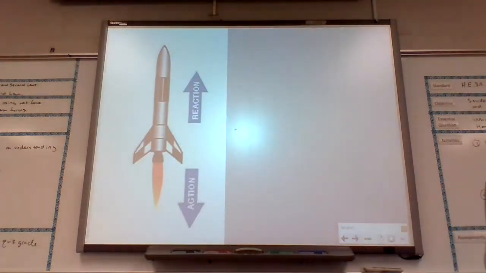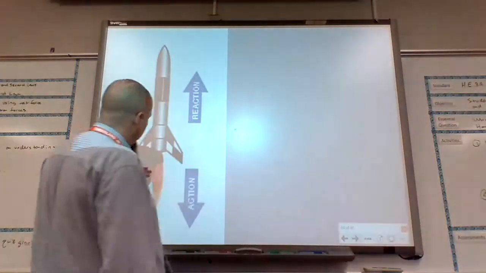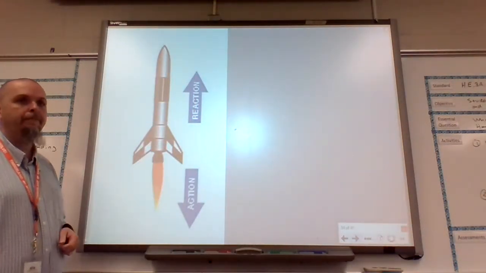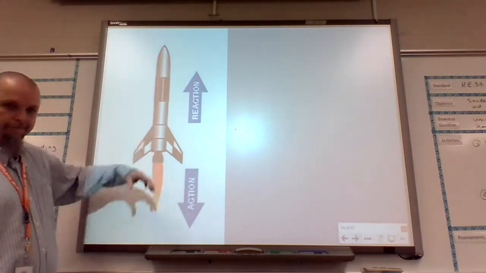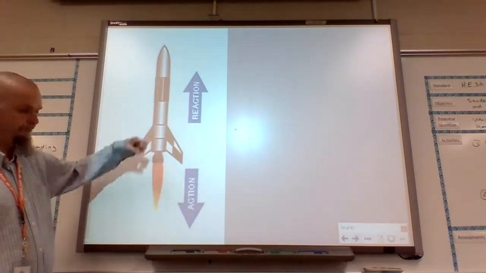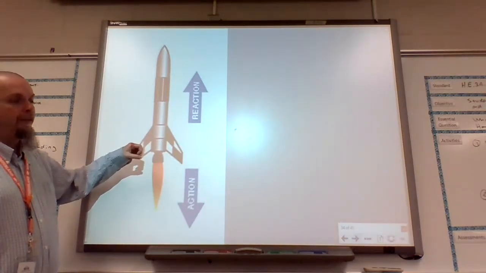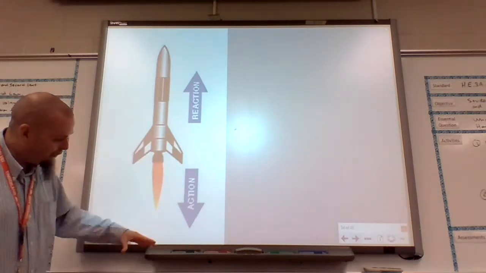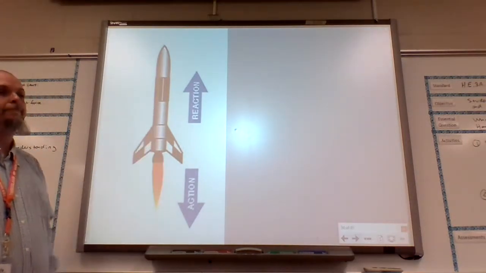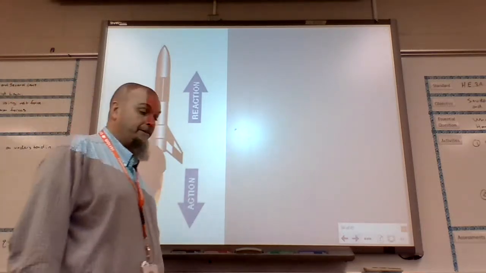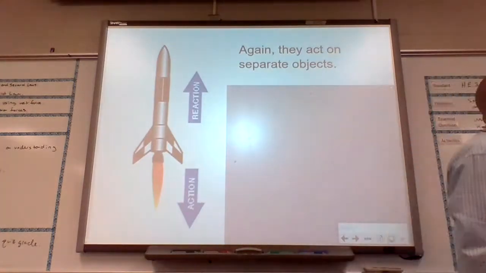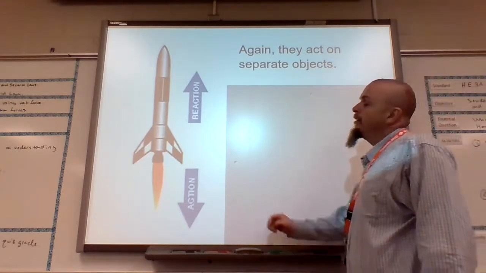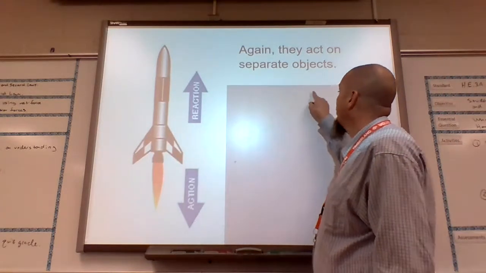Here it is in a visual representation. You've got that fire that shoots out of the back of the rocket, and basically what this rocket engine is doing is just throwing those flames downward. Because they are pushing the flames downward, the flames are going to push back up on the rocket. That reaction force is what makes the rocket go. Again, the action and reaction force will be acting on different objects. The engine of the rocket pushes downward on the flames.